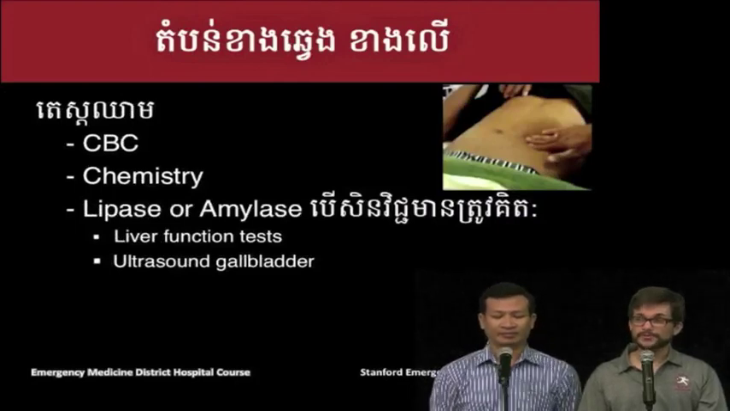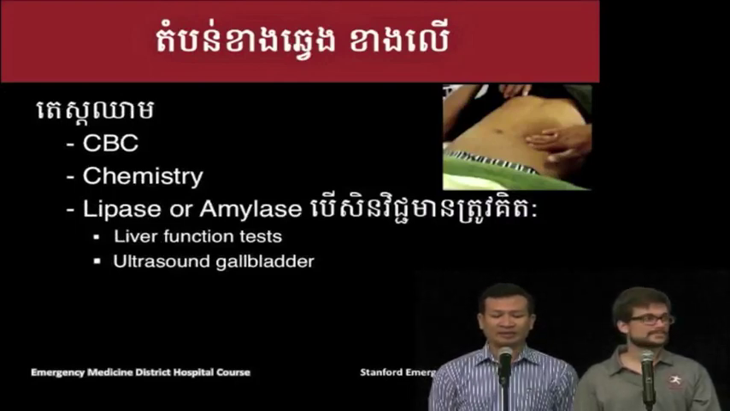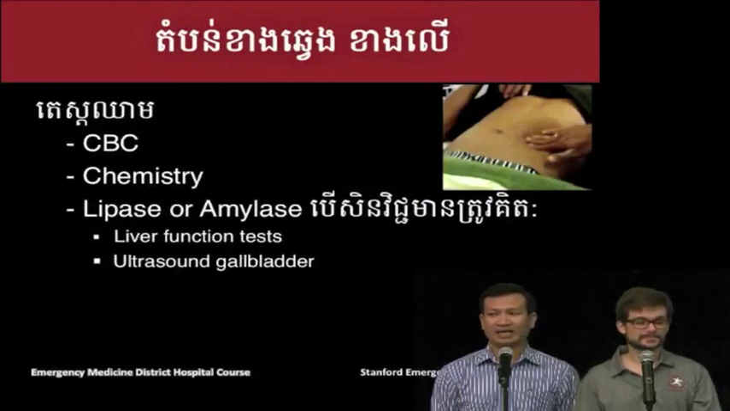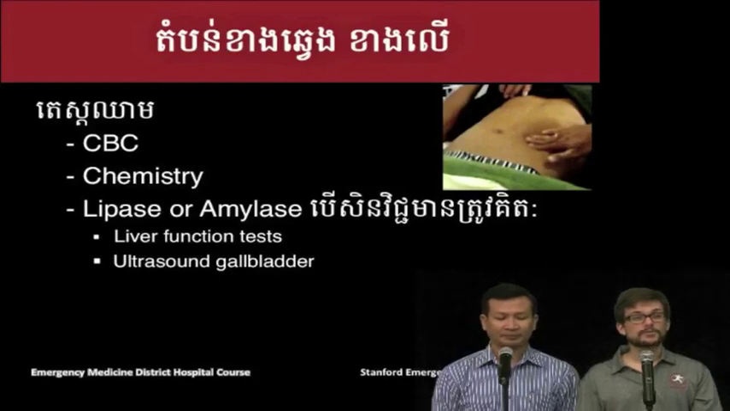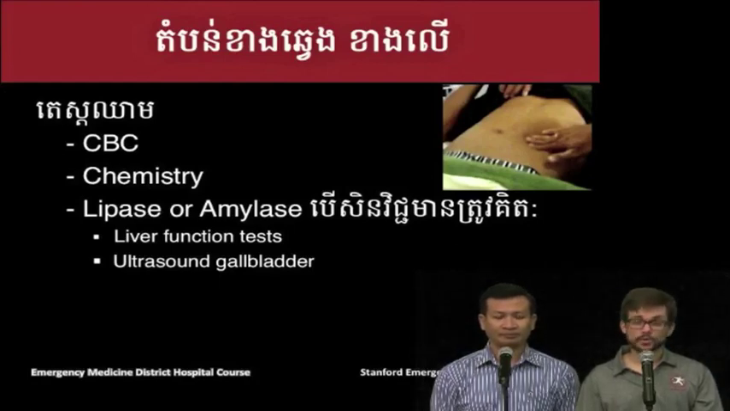Now, let's talk about the left upper quadrant. The lab tests that you order for the left upper quadrant include a CBC and chemistry for similar reasons to why we ordered those tests in the right upper quadrant pain. For the left upper quadrant only, you should order a lipase or, if it's not available, an amylase test to look for pancreatitis.